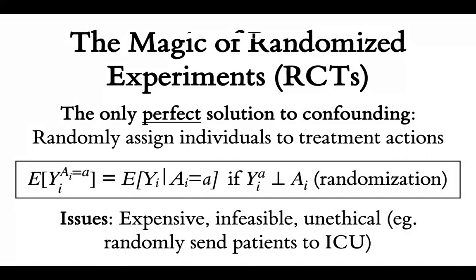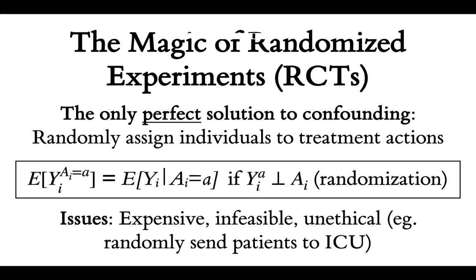So the gold standard to get rid of confounding is randomization. What you would do is randomly assign individuals to treatment actions. You randomly pick 50% of your patients, give them the vaccine, and 50% give them a placebo. And when you do this, your counterfactual value, this expected value of Y superscript a, is going to be equal to your observed conditional value. And the way that's formalized is using this equation in the box. Randomization solves issues of confounding. Even if your confounders are unobserved, it's fine. You just have to randomize and you're done.